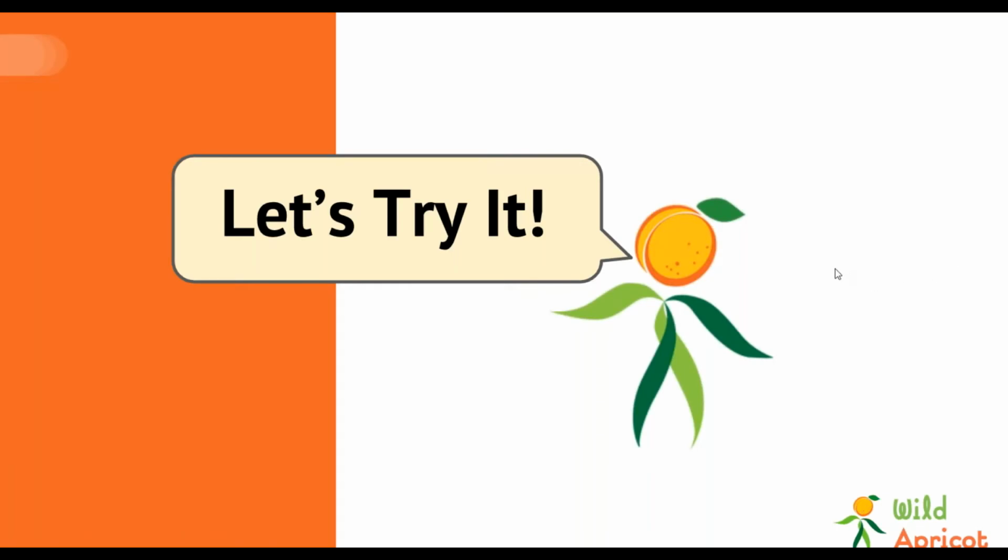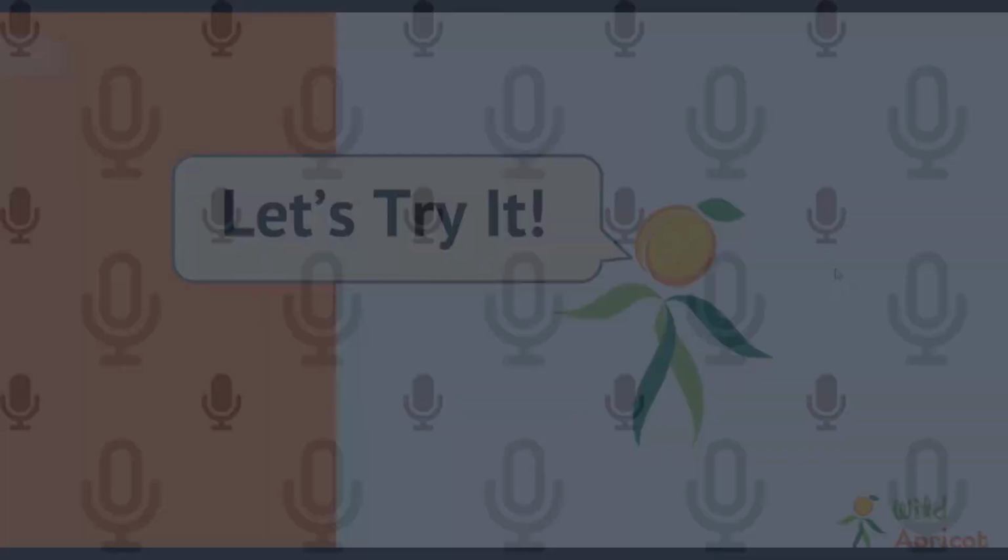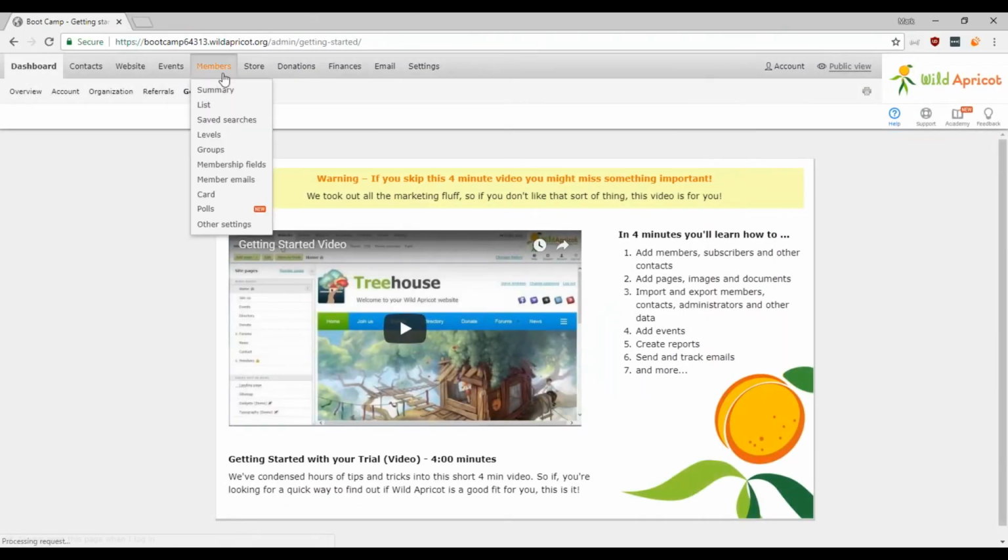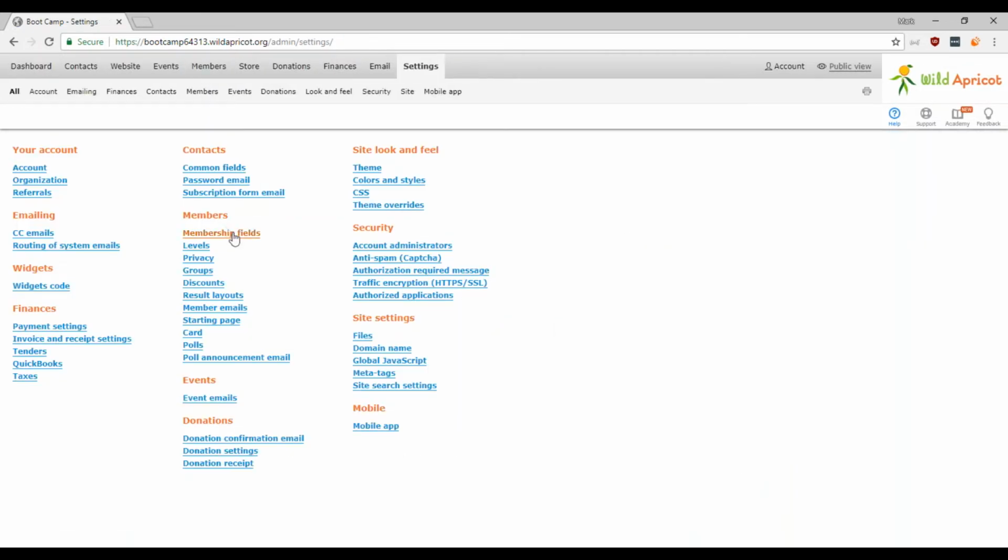But otherwise, let's jump into Wild Apricot so I can show you where you can set these settings in two different places. I'm going to go over to Members, and then I'm going to go to Other Settings. And you can see here that in the Other Settings, about three options down the list, I have Privacy.